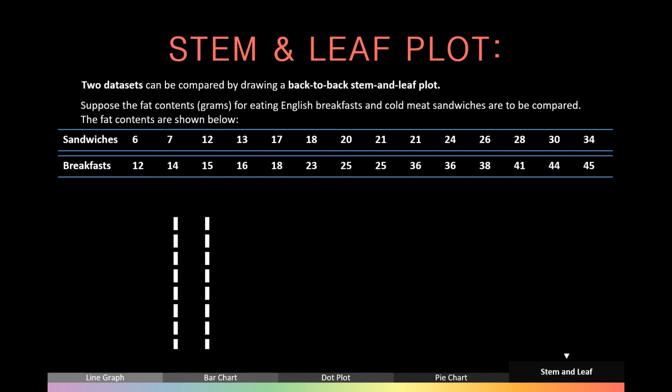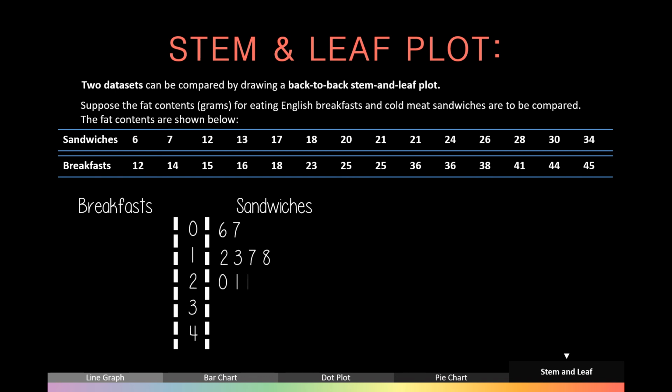So a back-to-back stem and leaf plot is exactly what it sounds like. We're going to be plotting back-to-back, where we have English breakfasts on the left and sandwiches on the right. And down the middle, we're going to have our stems. Okay, so we're going to go ahead and list those stems in ascending numeric order down the middle. And we're going to go ahead and list the sandwich fat content leaves on the right, and the breakfast content on the left.